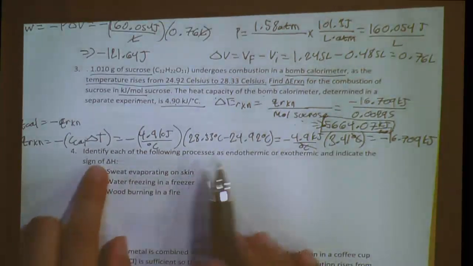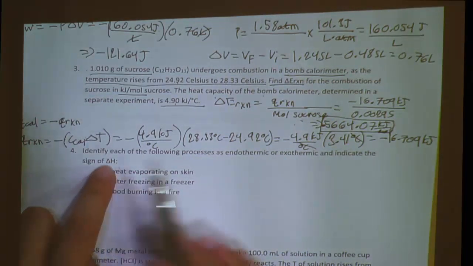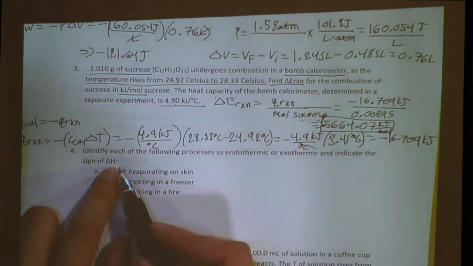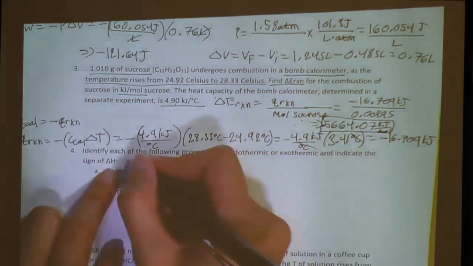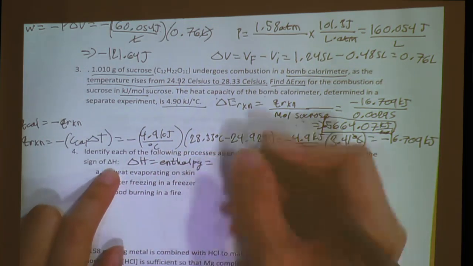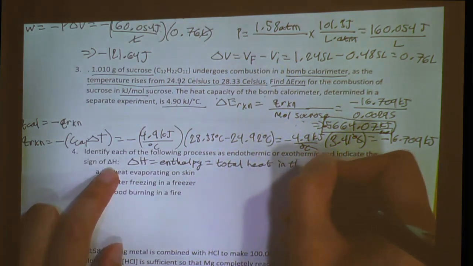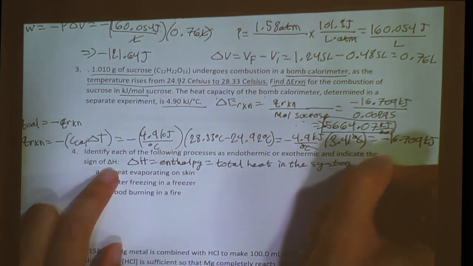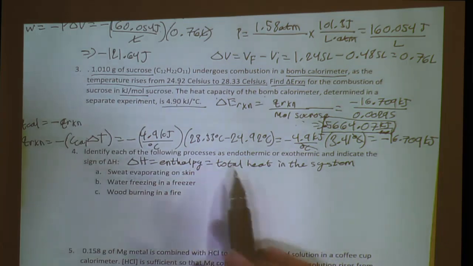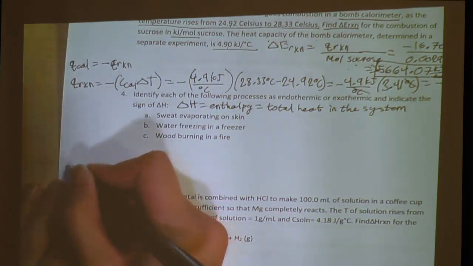Identify each of the following processes as endothermic or exothermic and indicate the sign of delta H. So what does delta H stand for? Pretty much, yeah, delta H is enthalpy, and enthalpy, as you said, is defined as the total heat in the system. So that's enthalpy. Now they're asking us to find out if it's endothermic or exothermic. So I'm going to come down here and define these.